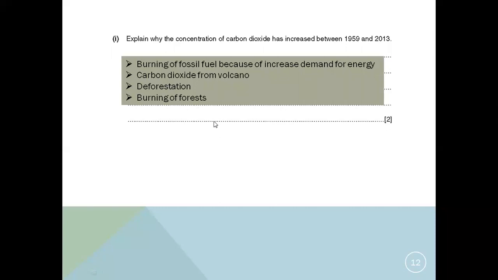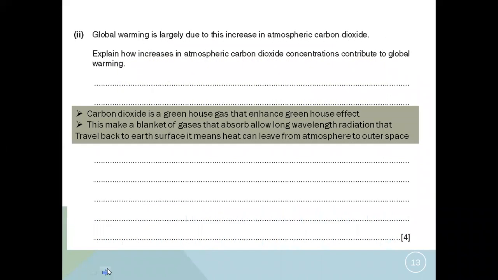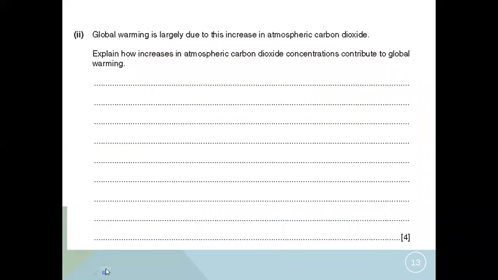Second, burning of forest, right? If a burning process happens, it will also produce carbon dioxide. And now another thing: explain how an increase in atmospheric carbon dioxide concentration contributes to global warming.